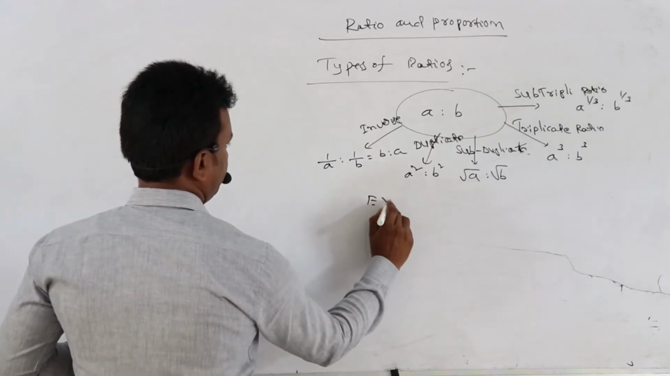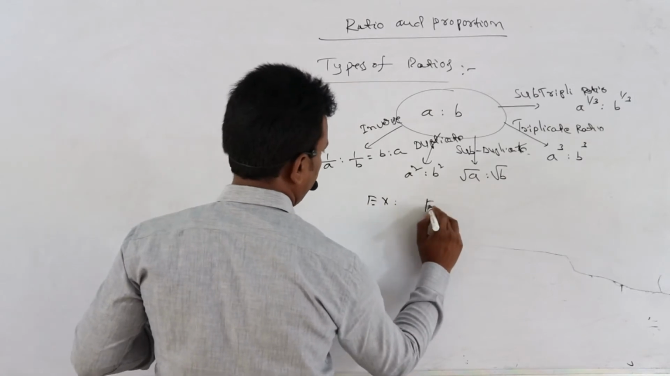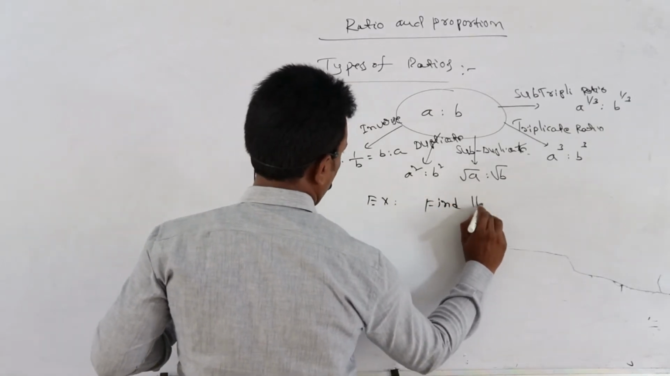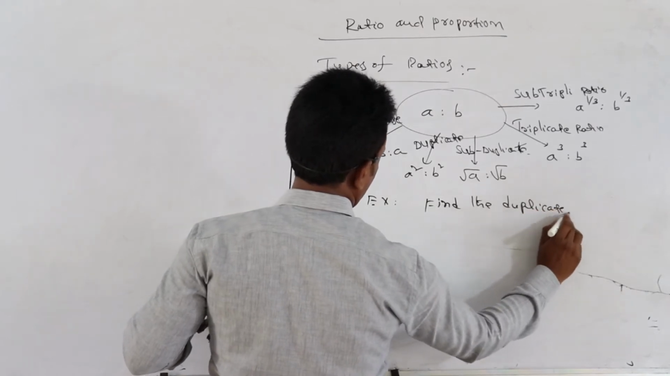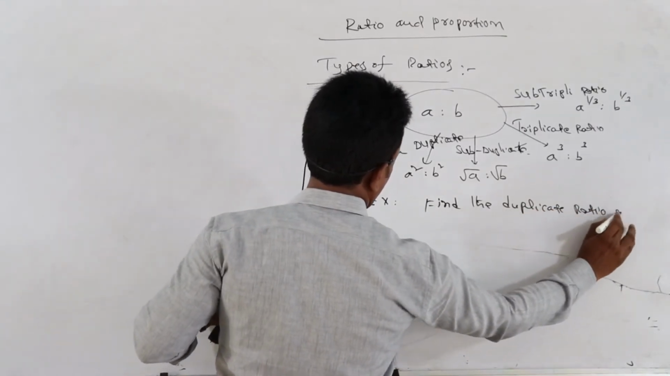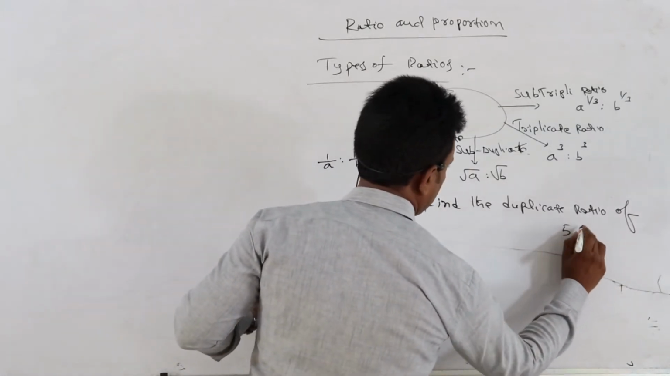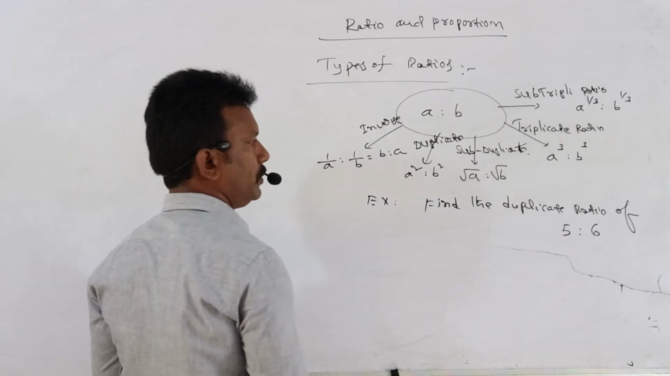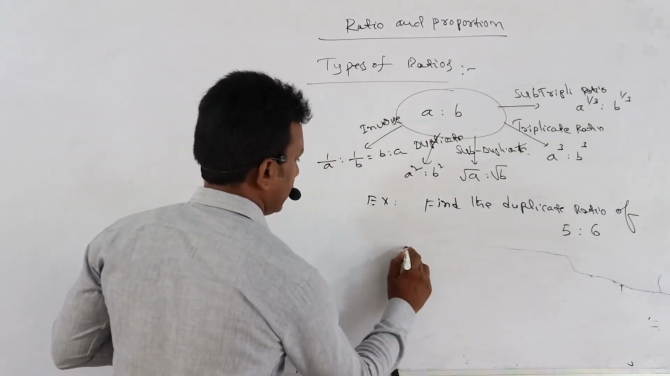So example, duplicate ratio. Find the duplicate ratio of 5 is to 6. Find the duplicate ratio of 5 is to 6. So we write the condition.